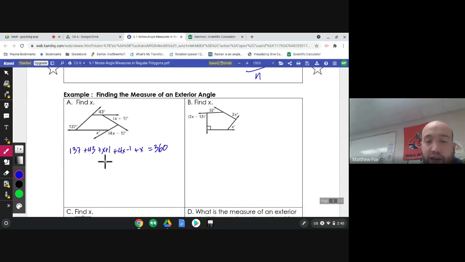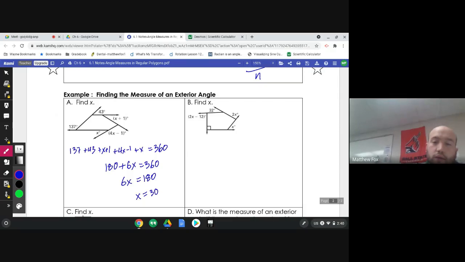137 plus 43 is 180. Plus 1, 181. Minus 1 is back to 180. I have 1x plus 4x plus x. That gives me 6x. That will equal 360. Subtract the 180. We're left with 6x equals 180. Divide, and we get x to equal 30.